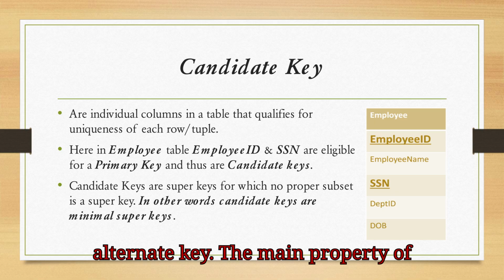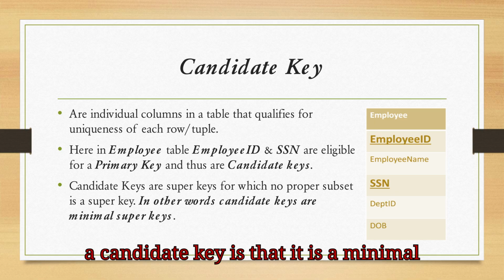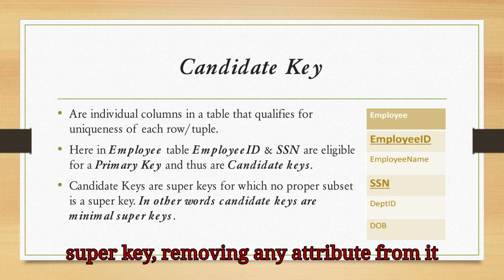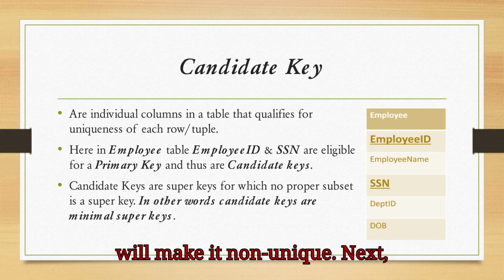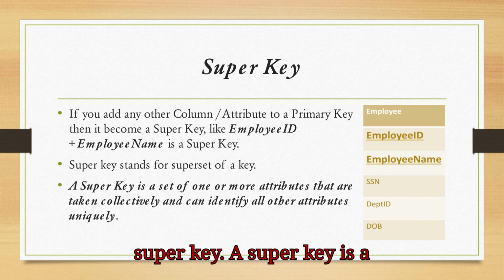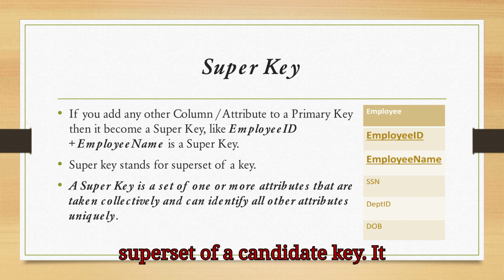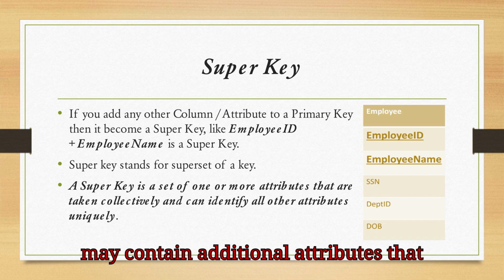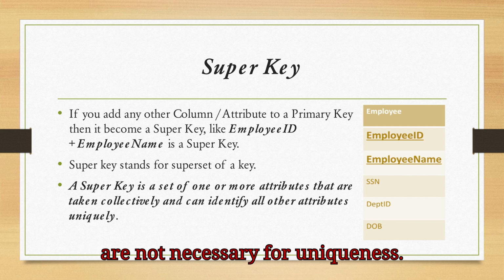The main property of a candidate key is that it is a minimal super key. Removing any attribute from it will make it non-unique. Next, super key. A super key is a superset of a candidate key. It may contain additional attributes that are not necessary for uniqueness.